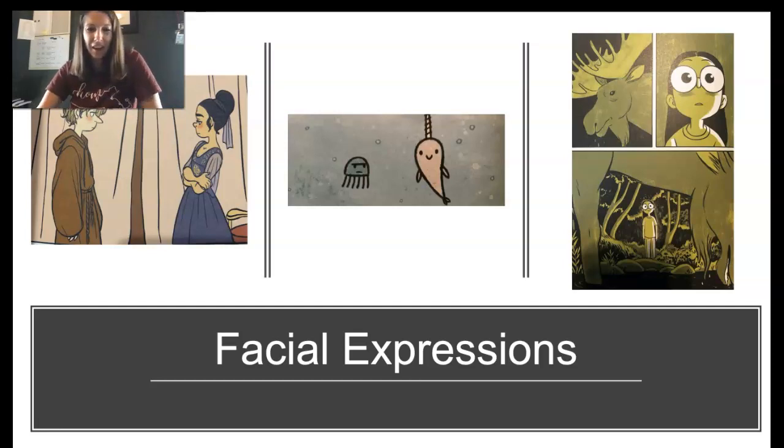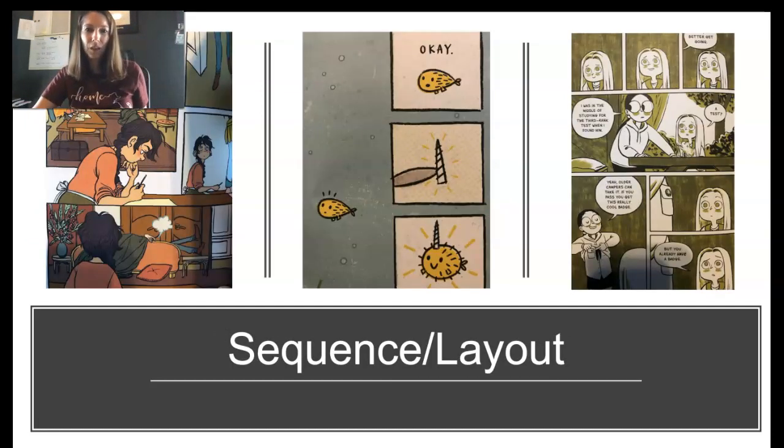In this picture from one of the narwhal and jellyfish books, we can see that the jellyfish looks a little bit annoyed, maybe dismayed, because his eyebrows are just a flat line, whereas the narwhal is excited and happy. And in this scene from Be Prepared, we can see that the character is really in awe and wonder. Her eyes are huge and her eyebrows are sticking out to show that sense of awe and wonder.